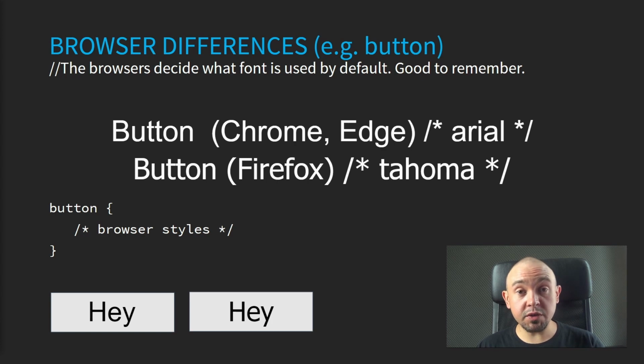However, there are some differences between the browsers. For example, the font that is used by default for the buttons on the website. For the Chrome and Edge browsers, it will be Arial, but for Firefox, it would be Tahoma. These differences will be very subtle, but you can spot them on this slide by paying attention to the ending of the Y letter in the buttons.